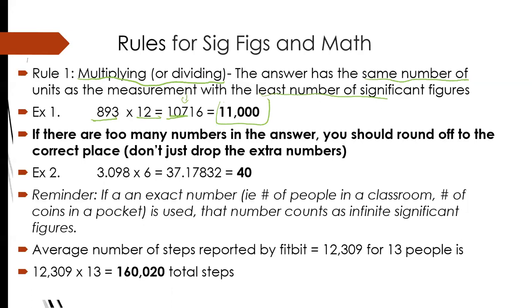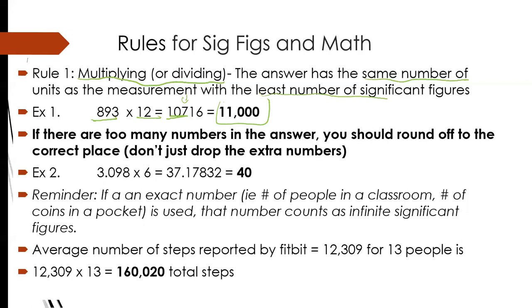Don't just drop off that value. You do have to do the correct rounding. Same thing for this next example. 3.098 has 4 sig figs, 6 has 1, and so our answer should only have 1 significant figure, which is how we got to 40.